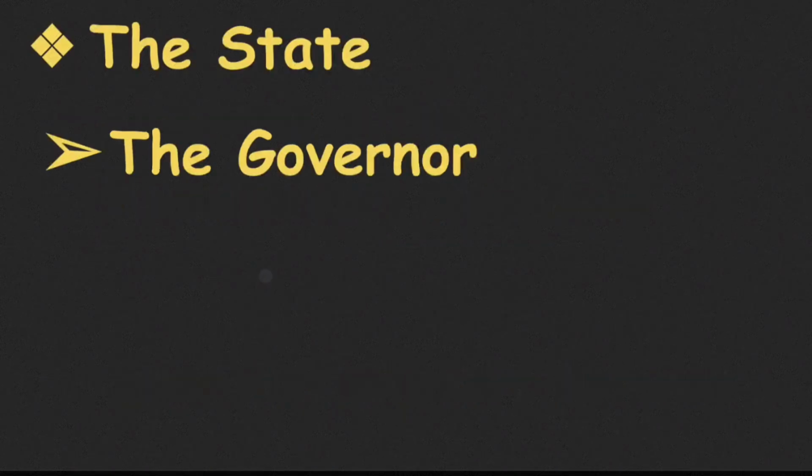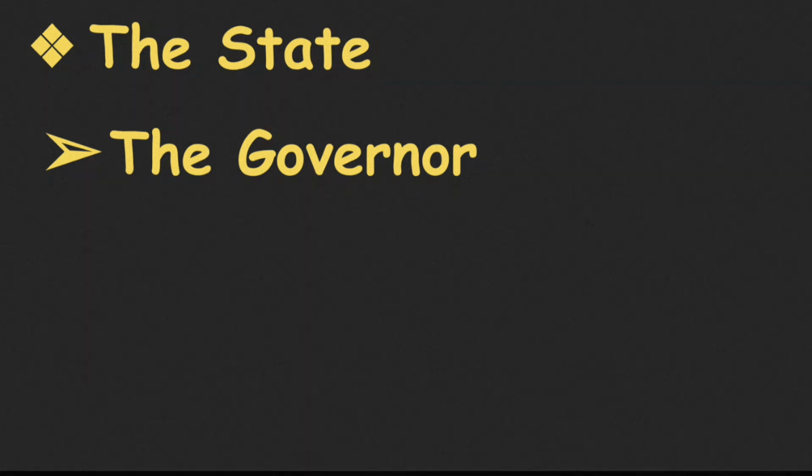Now we are proceeding to the next topic for today, that is the state and the governor. The governor is described in Article number 153, which provides for a governor for each state. The same person can be appointed as governor of two or more states. Where the same person is appointed as governor of two or more states, the emoluments and allowances payable to the governor are to be allocated among the states in such proportion as the president may by order determine.